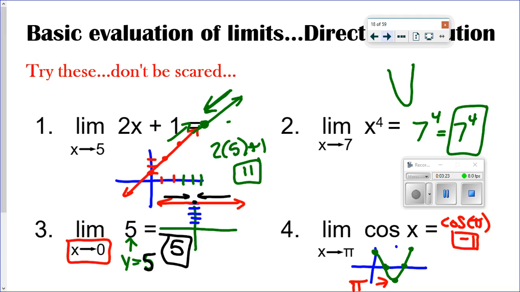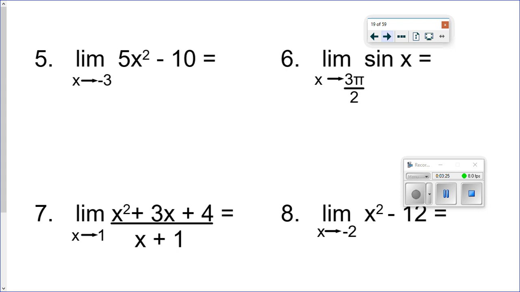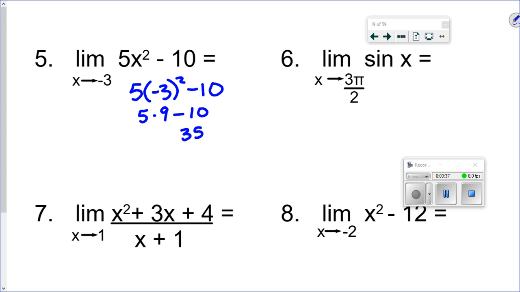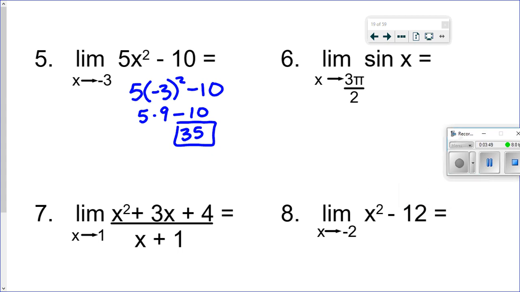Alright, so let's look at our next example. For number 5, we could just directly plug this in. So we have 5 times -3 squared minus 10. -3 squared is 9, so 5 times 9 is 45 minus 10 is 35. Notice how I did not use my calculator. Start getting in the habit of not using your calculator. Why don't you pause me and go ahead and try 6, 7, and 8 and see what happens.